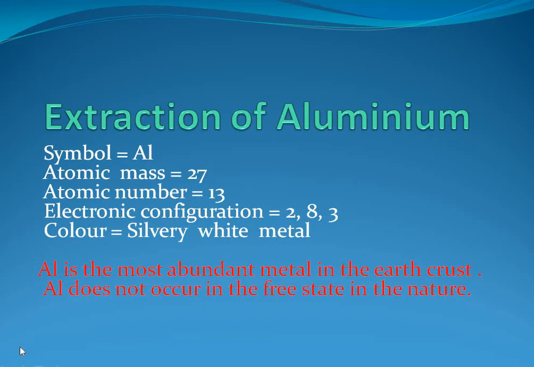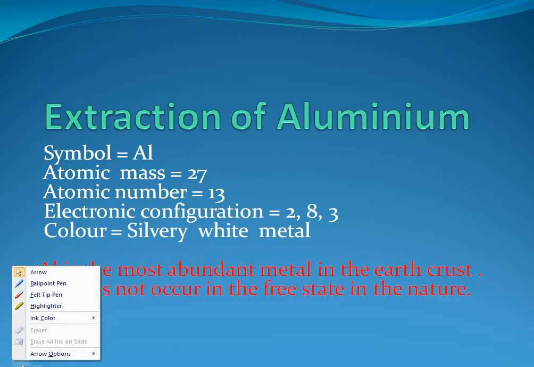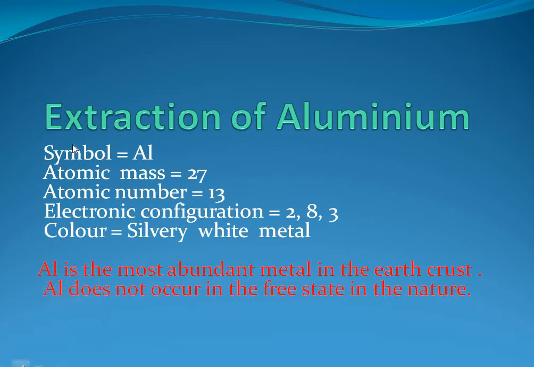Very good morning, students. So we are doing the topic of extraction of aluminium, and the part that we already did is the properties of aluminium. That is, the symbol of aluminium is Al, atomic mass is 27, atomic number is 13, electronic configuration is 2,8,3, and the color is silvery white metal. That we already did in the previous lecture.